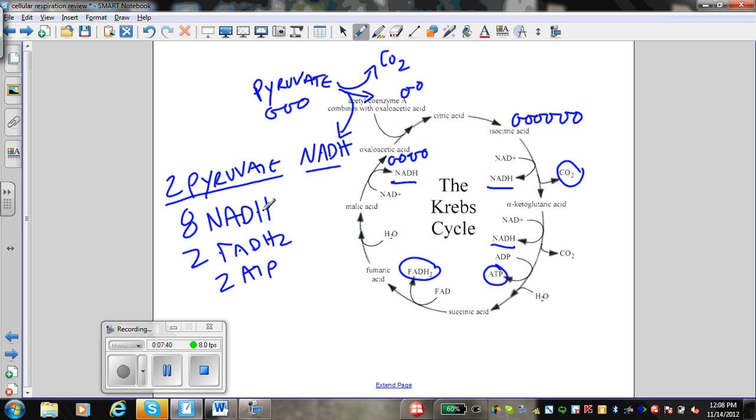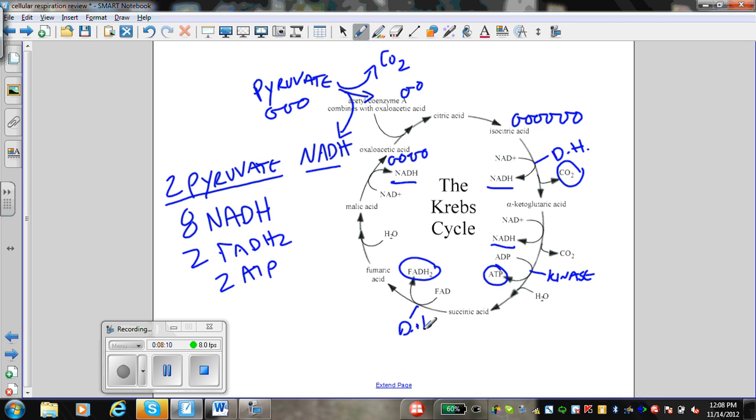So 2 pyruvate will yield 8 NADHs, 2 FADH2s, and 2 ATP. Why 2 pyruvate? Because remember, glucose went through glycolysis, producing 2 pyruvates. So keep that in mind when you're talking totals here. Since we're making ATP right here, it's going to be a kinase molecule again. We'll talk about that. It's called substrate level phosphorylation, making that ATP. And these would be dehydrogenase enzymes, right? Dehydrogenase enzymes. All right, so Krebs cycle is done.